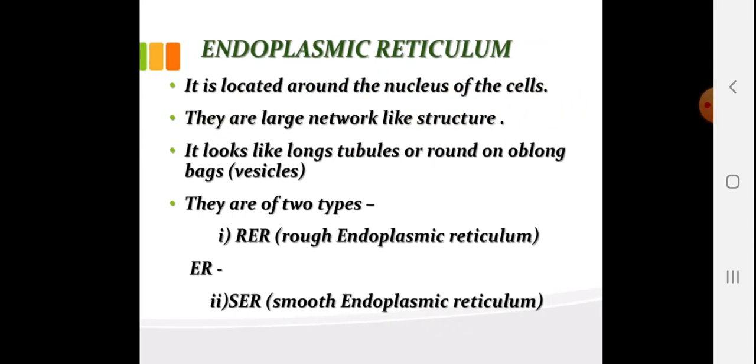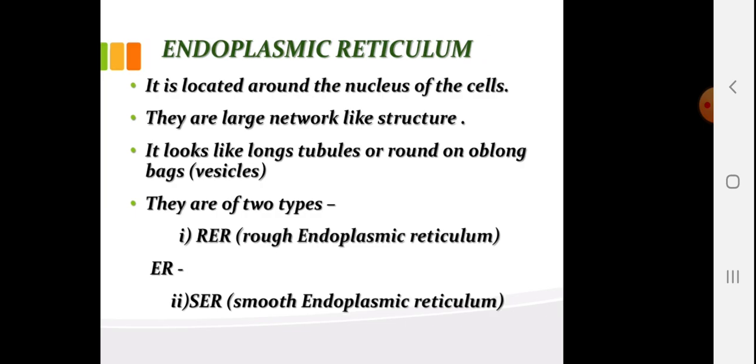Endoplasmic reticulum. It is located around the nucleus of the cell. They are large network-like structures. They look like long tubules, round or oblate bags or vesicles. They are of 2 types, rough endoplasmic reticulum or smooth endoplasmic reticulum. You can shortly say RER or SER.